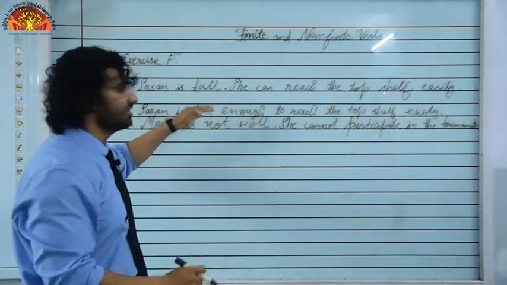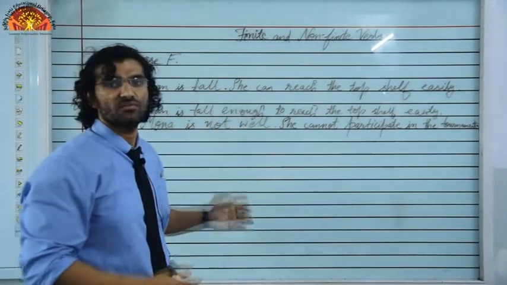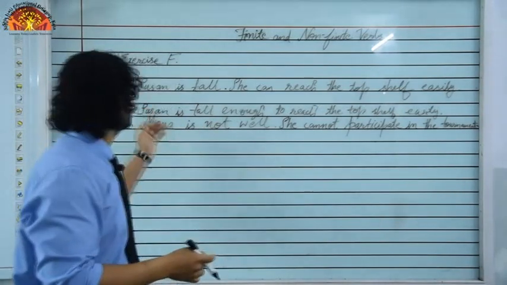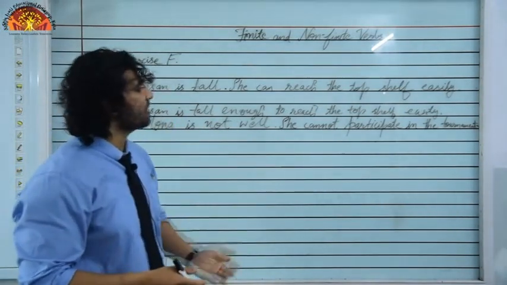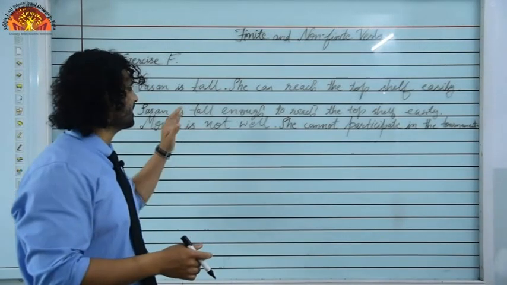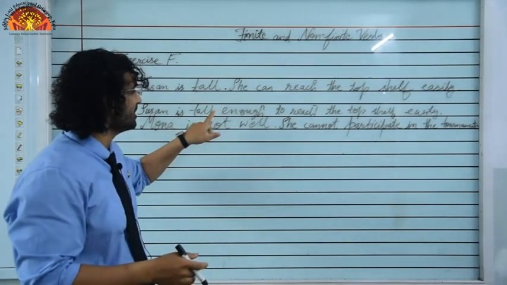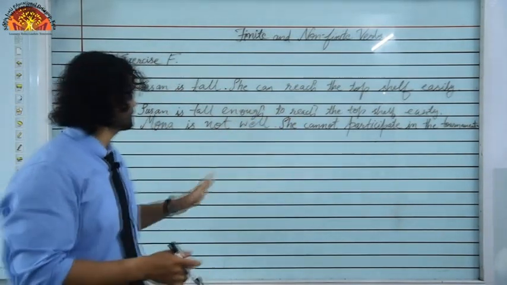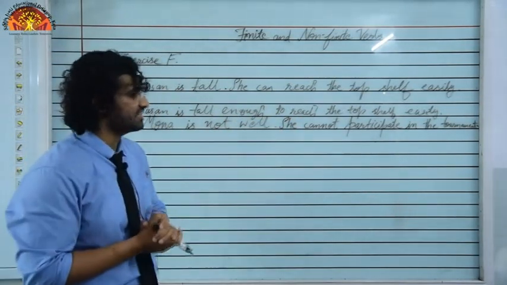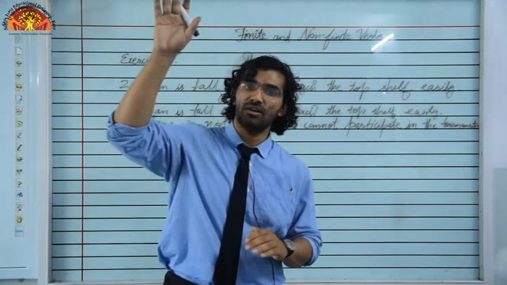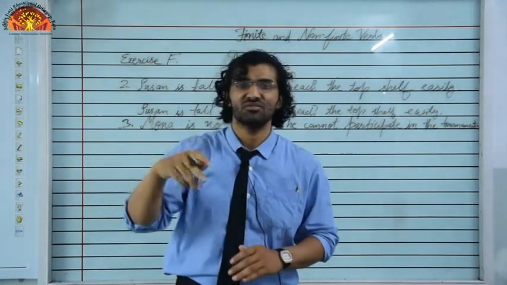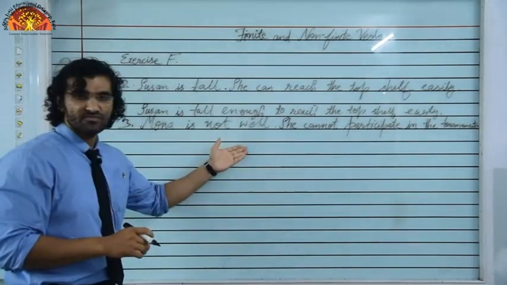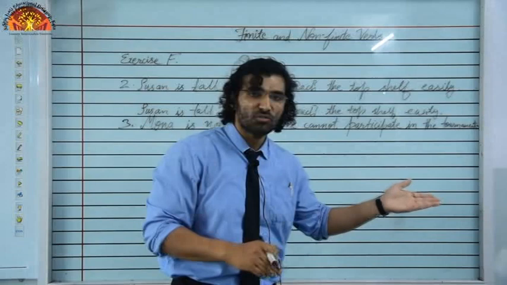Susan is tall, she can reach the top shelf easily. We have combined these sentences and now we have one sentence: Susan is tall enough to reach the top shelf easily. We have combined these two sentences with the help of enough and to reach, which is an infinitive. We will talk about the third one now. Mona is not well. She cannot participate in the tournament.